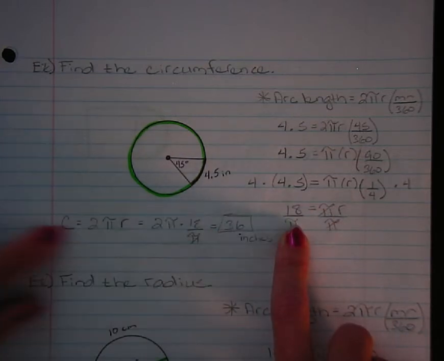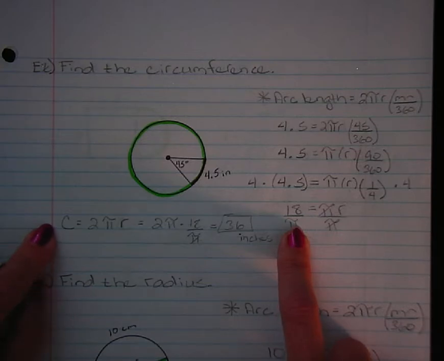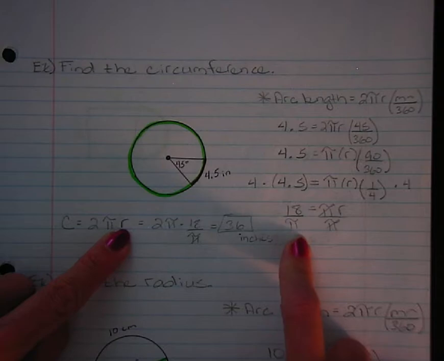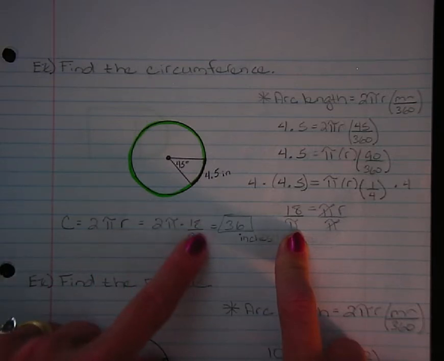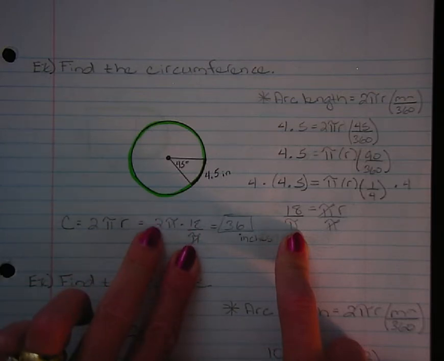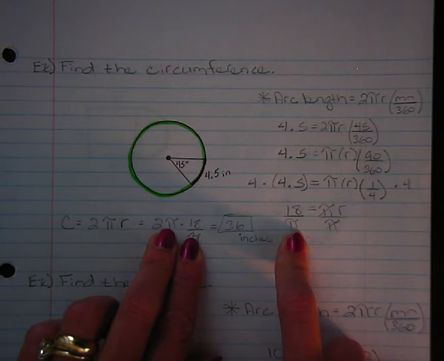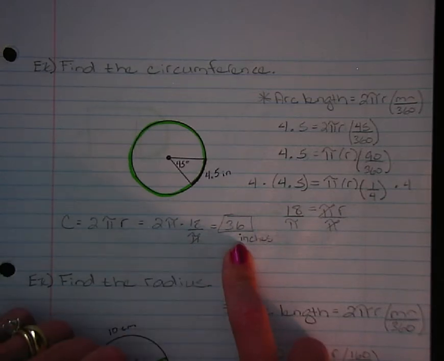Then I'm going to come over here. So remember, I'm trying to find circumference. The circumference is 2 pi r. Well, I just figured out that the radius of this circle is 18 divided by pi. So where my r is, I'm going to substitute in that 18 divided by pi. Well, what happens to your pi's is they cancel out. So you end up with just 2 times 18, or 36 inches. So your circumference is 36 inches.